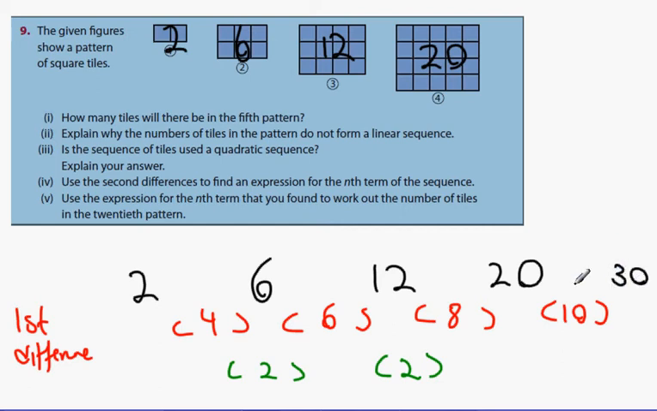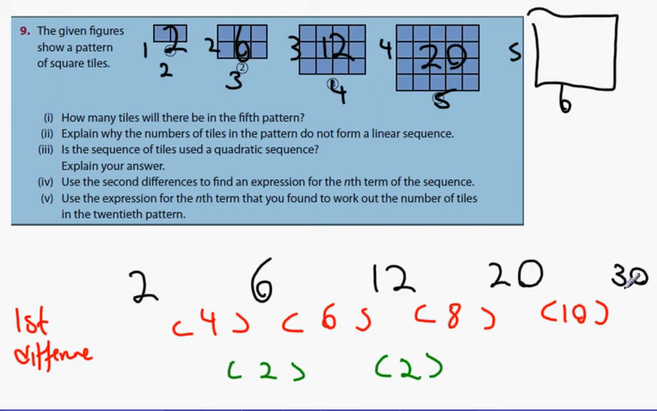Another way of looking at this sequence would be the first one's 1 by 2, the second one's 2 by 3, the third one's 3 by 4, the fourth one is 4 by 5, the next one should be 5 by 6. 5 by 6 is 30. Two ways of looking at the pattern.